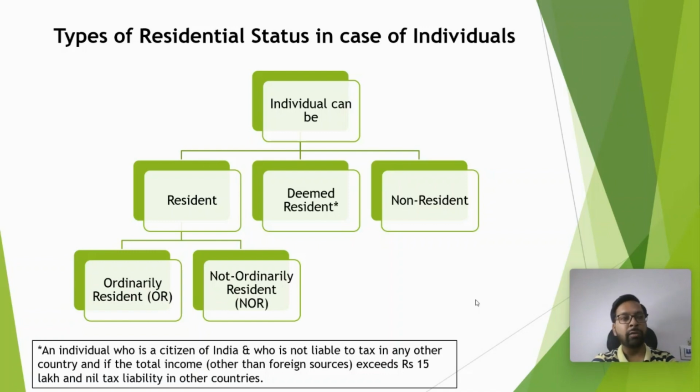And if his income exceeds 15 lakh rupees, he will be termed as a deemed resident in India. So there are three types of residential status which are applicable in case of an individual: resident, deemed resident, or a non-resident. Resident could be further subclassified into two statuses, that is the ordinarily resident and not ordinarily resident. We will have a look at the same in the subsequent slides.